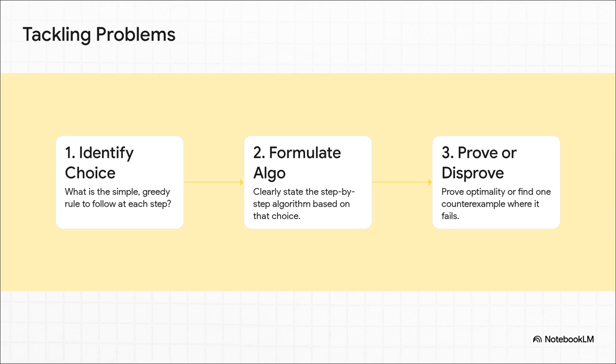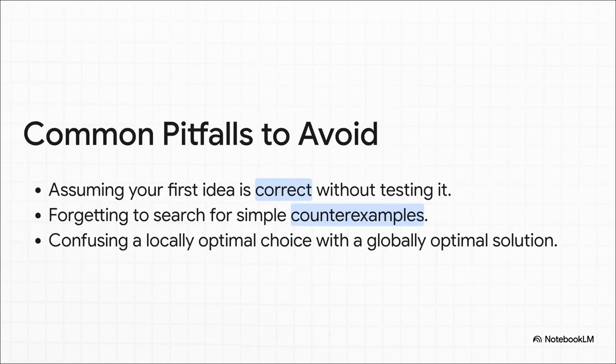Step 2, formulate the actual algorithm based on that rule. And step 3, this is the money shot. You have to prove or disprove it. You either show why it's always optimal, or you find that one, single, beautiful counterexample that breaks it. Justification is everything. And please, please avoid these common pitfalls.